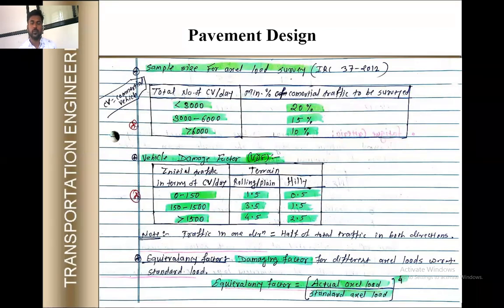Write down this table. If the CV per day is less than 3,000, the minimum percentage of commercial traffic to be surveyed is 20%. Minimum we need to check 20% of commercial vehicles. If it is 3,000 to 6,000, then we need to check minimum 15% of vehicles. And if the traffic is greater than 6,000, we need to check at least 10% of the commercial vehicles. Write down this table.